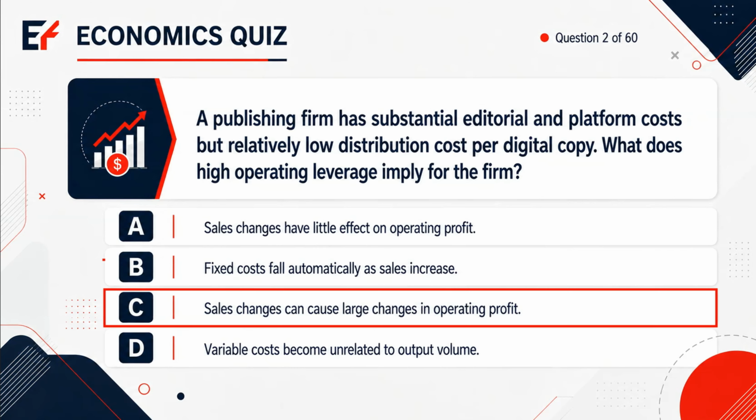Option A is incorrect because high operating leverage increases profit sensitivity to sales changes. Option B is incorrect because fixed costs do not automatically decrease as sales rise. Option D is incorrect because variable costs can still vary with output even when they are relatively low.